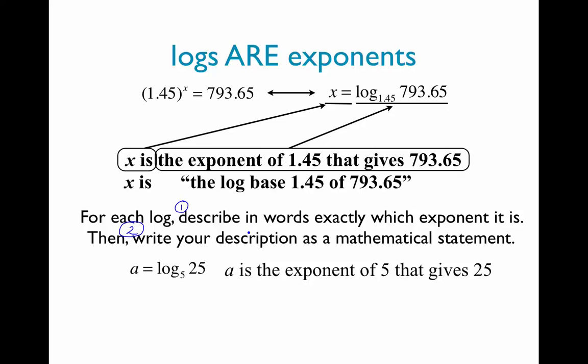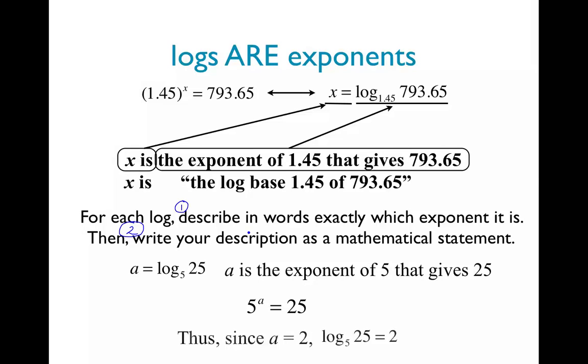And so now based on that, if A is the exponent of 5 that gives 25, what statement can you write? If A is the exponent of 5 that gives 25, then you can write out a new mathematical statement, which is 5 to the A equals 25. And we all know what A is. 2. So since A is 2, then that's what the log base 5 of 25 is. Because it's the exponent of 5 that gives 25.